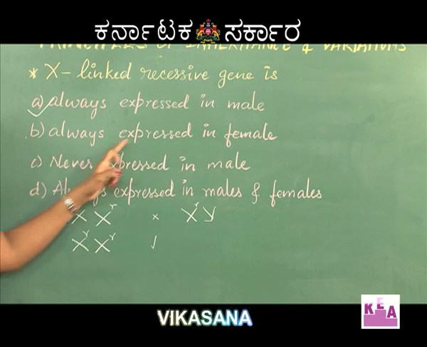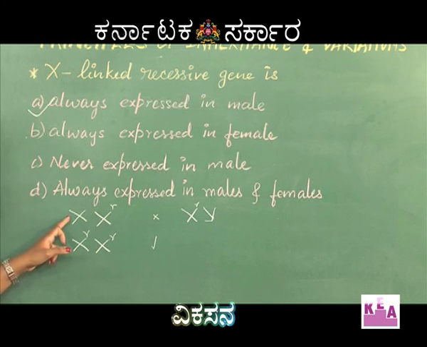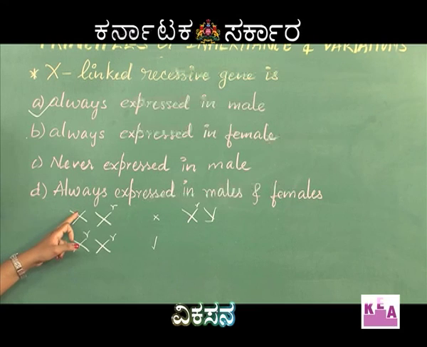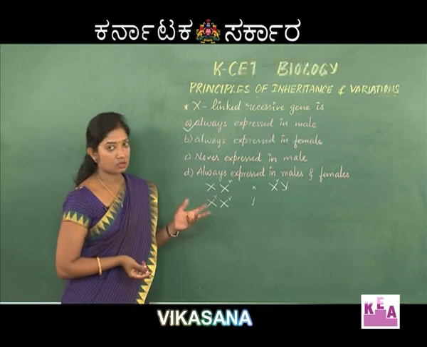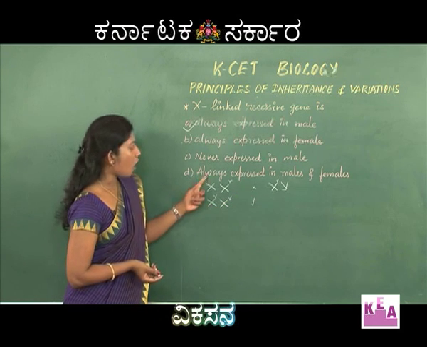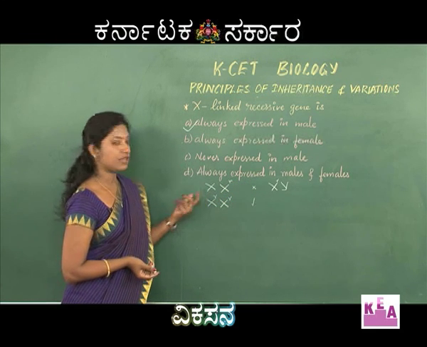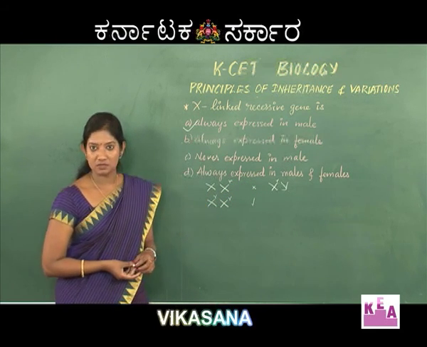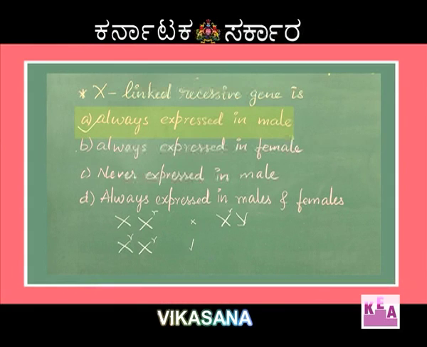Always expressed in female is wrong, because at times it may not be expressed because of the presence of a dominant gene. Never expressed in male is also wrong because it is expressed in male. The last one, always expressed in males and female, is also wrong because at times in females it may not be expressed. So students, I hope you have understood this question.